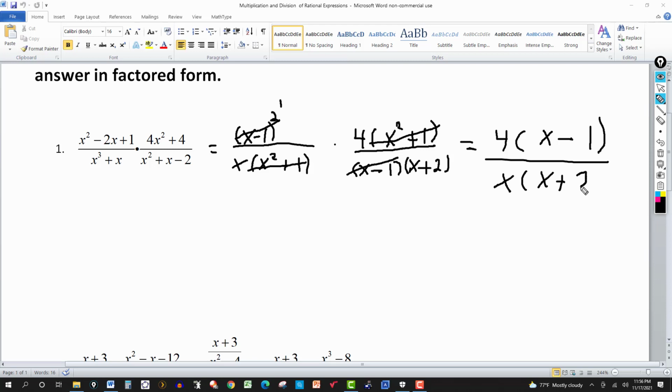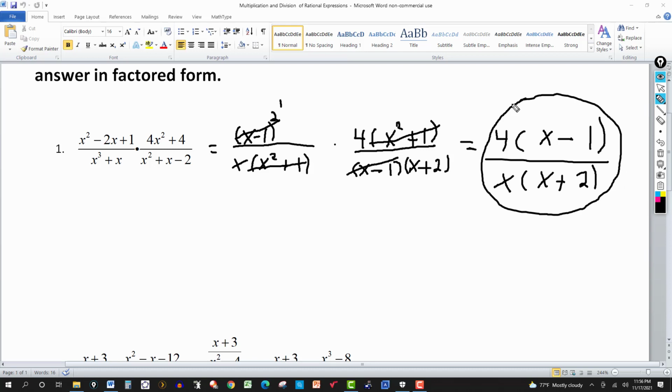Now we could multiply this out. In the numerator, multiply by 4. It could be 4x minus 4. And in the denominator, multiplying it out, I get x squared plus 2x. But it does say to leave the answer in factored form, so we'll just leave it and say this is the answer.